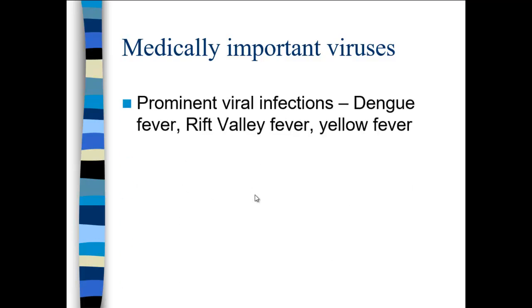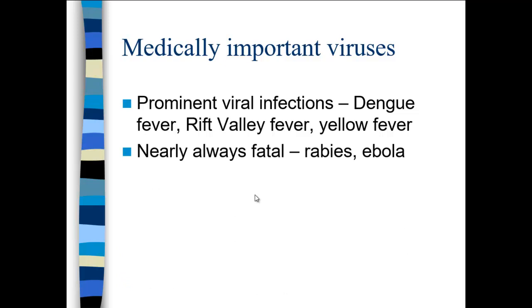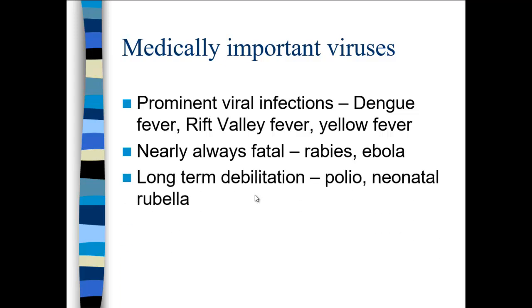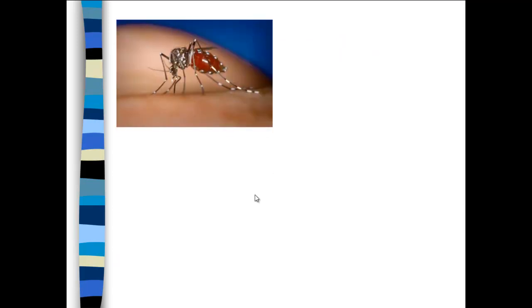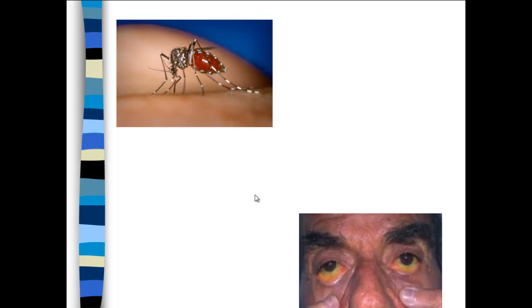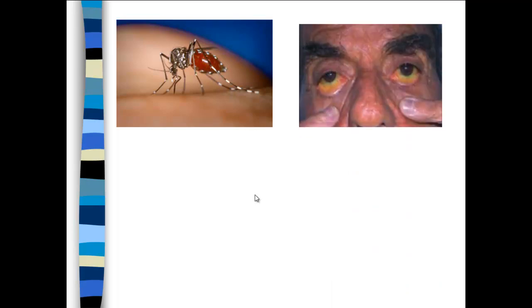Medically important viruses. We have outbreaks of dengue fever, Rift Valley fever, yellow fever, rabies and Ebola are nearly always fatal, although there are some antibody therapies, what's called secondary or passive immunization, that are showing really, really good results for people who are already infected with Ebola. Polio and congenital rubella. Okay. And here is a vector that's loaded with virus. And this is yellow fever. Wonder why they call it yellow.